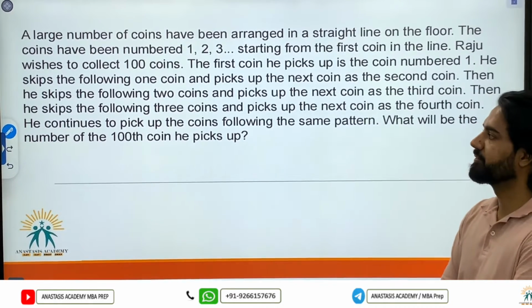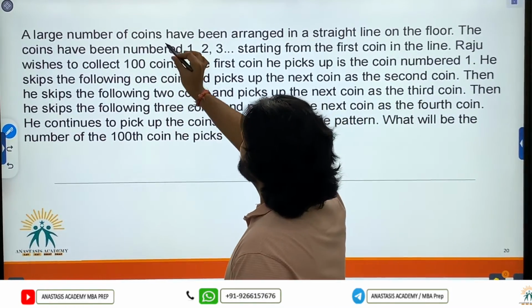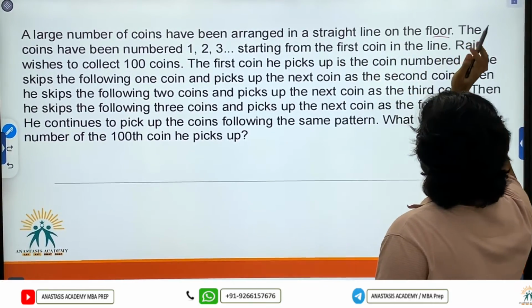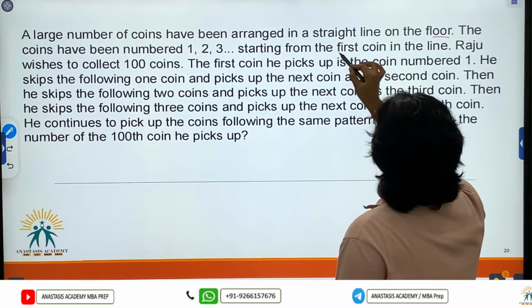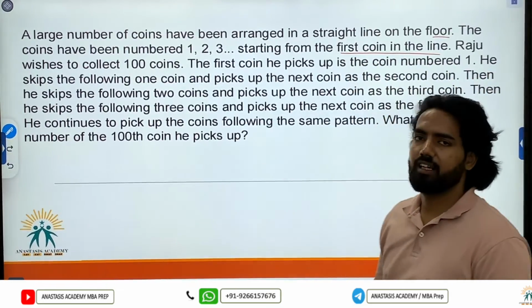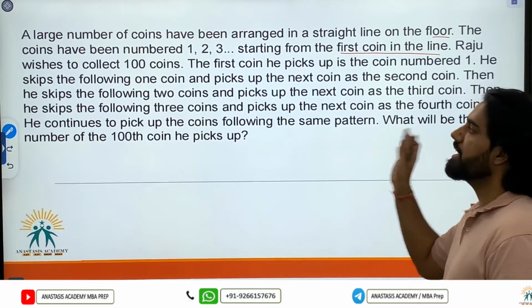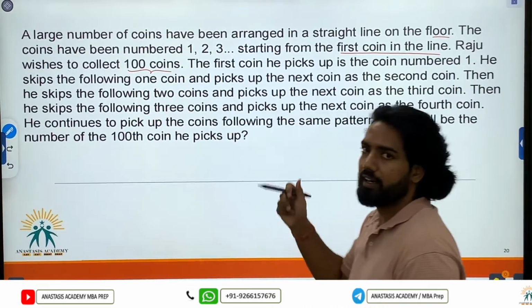Let's solve this question. Very large one. A large number of coins have been arranged in a straight line on the floor. The coins have been numbered 1, 2, 3 starting from the first coin in the line. So there are n coins, numbered from 1, 2, 3 till n. Raju wishes to collect 100 coins. He has to collect 100 coins.